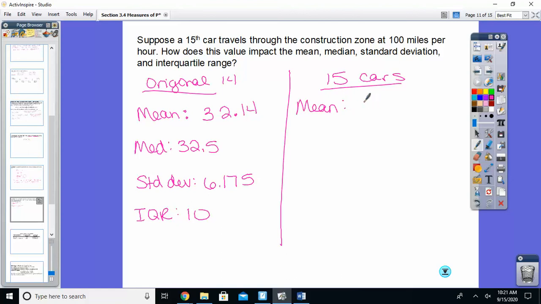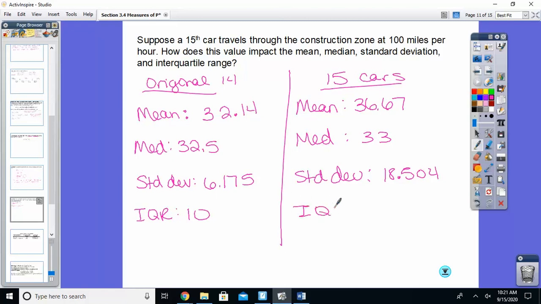So our new mean is 36.67. The new median is 33. Standard deviation, the S on there, is 18.504. The interquartile range, if you do quartile 3 minus quartile 1, so it's 39 minus 28, and we get 11.